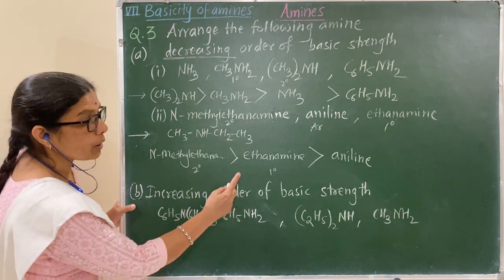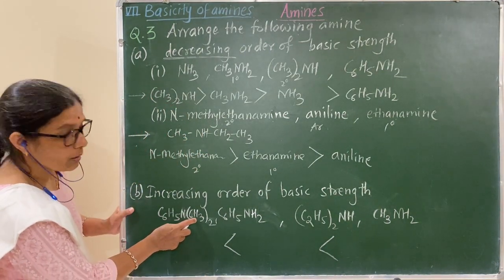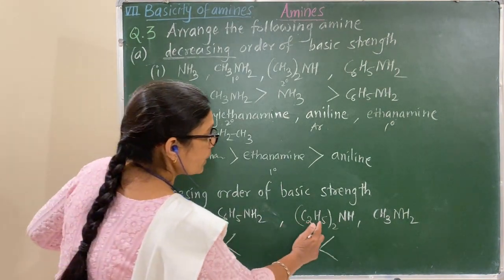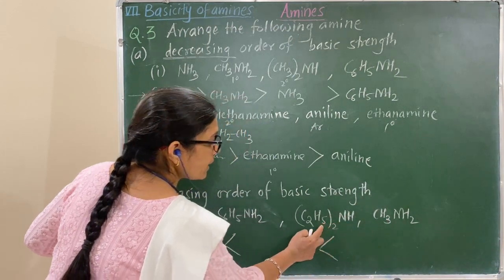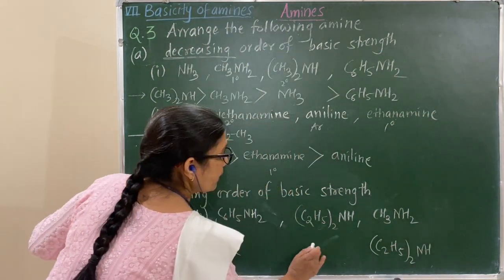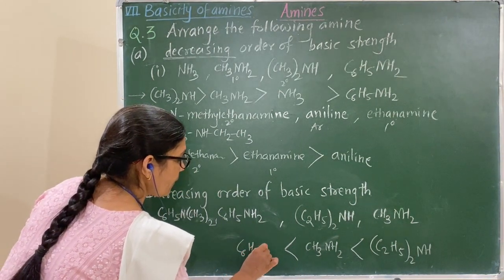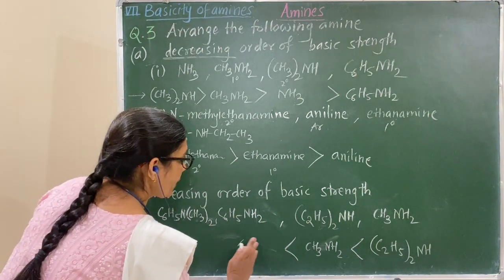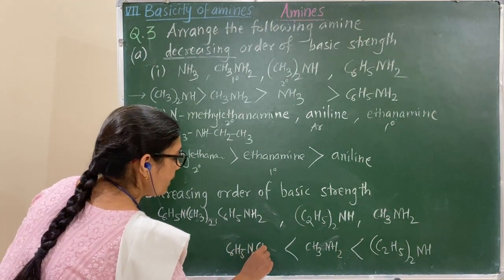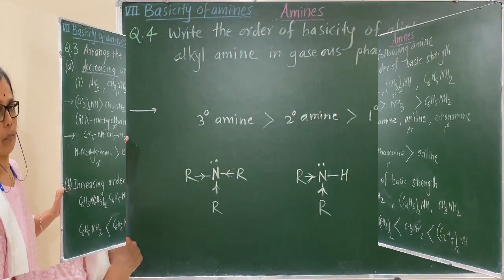Next, increasing order of basic strength. See this aromatic amine with a methyl group on nitrogen. It is an aniline, an aromatic amine. Out of these two, this is more basic due to the presence of the methyl group. These two are aliphatic, one secondary and one primary. The strongest one is C2H5 twice NH, the secondary amine. Then the primary amine CH3NH2. Then the aromatic ones: C6H5 N CH3 twice has the methyl groups, therefore it is stronger, and then C6H5NH2. Okay. Next question.